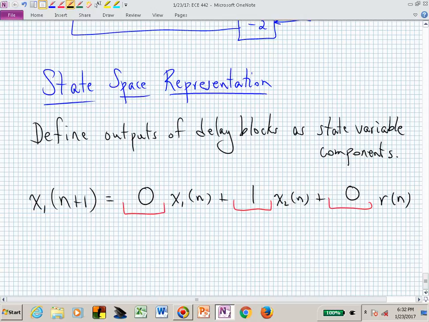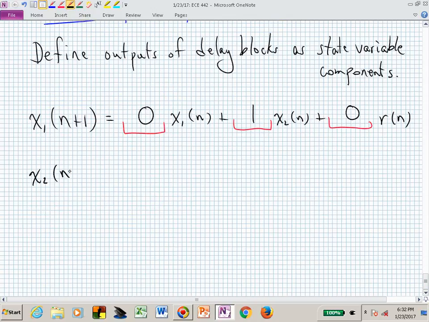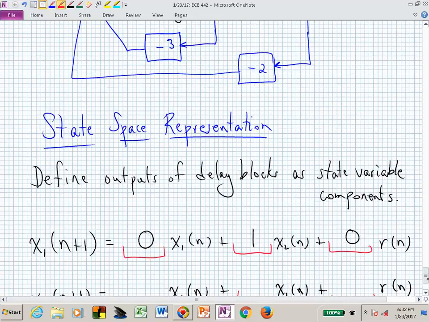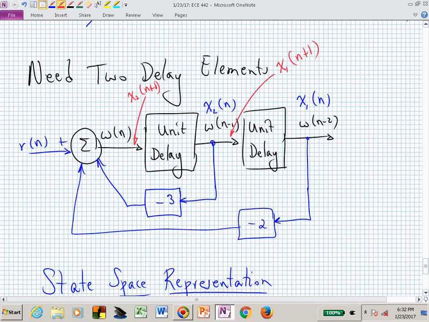The other state variable equation or component, x sub 2 of n plus 1, maybe is a little bit more interesting. By that I mean maybe it has more content. What is x sub 2 of n plus 1? We want to write that in terms of x1 of n, x2 of n, and r of n. No n plus 1s allowed. What's x sub 2 of n plus 1?